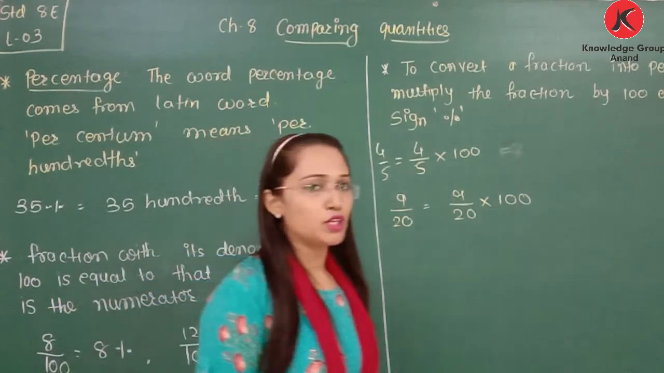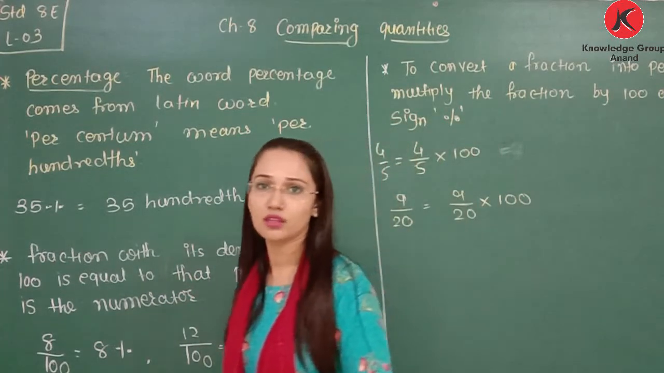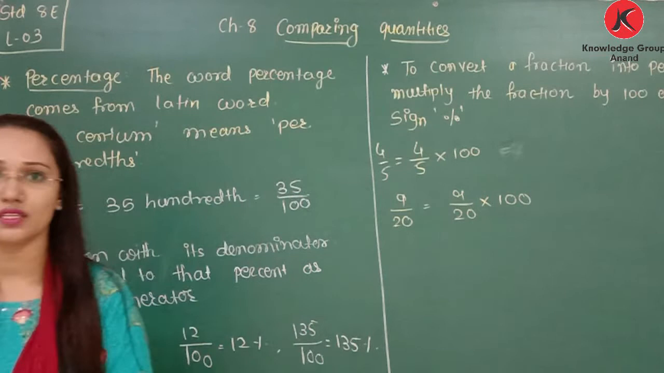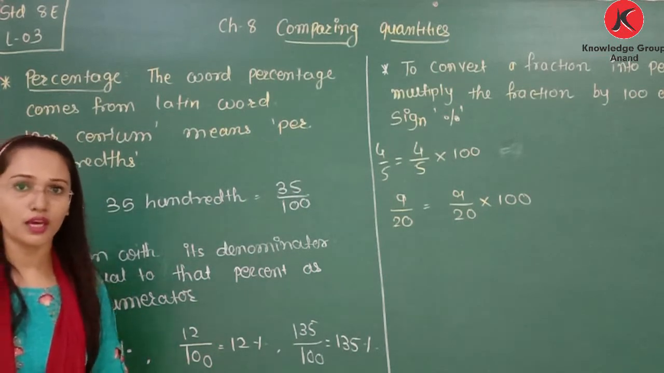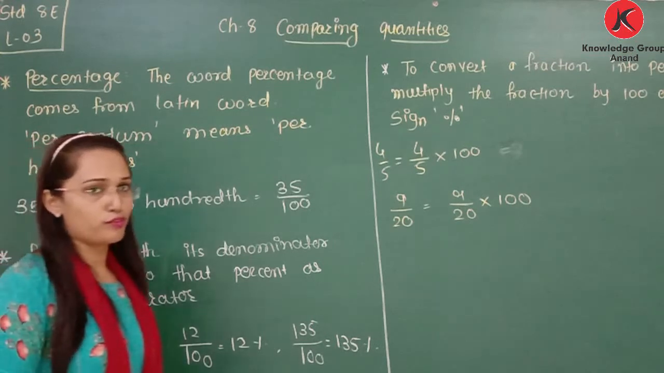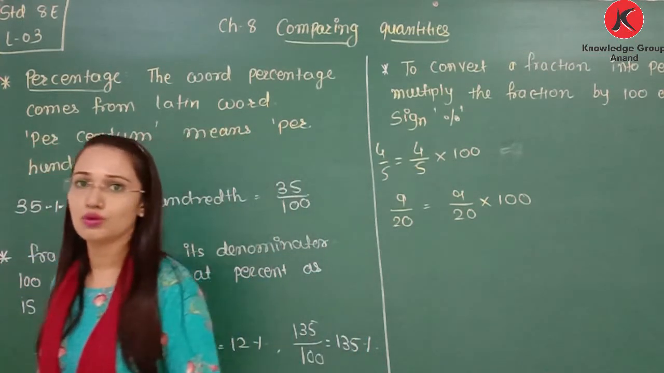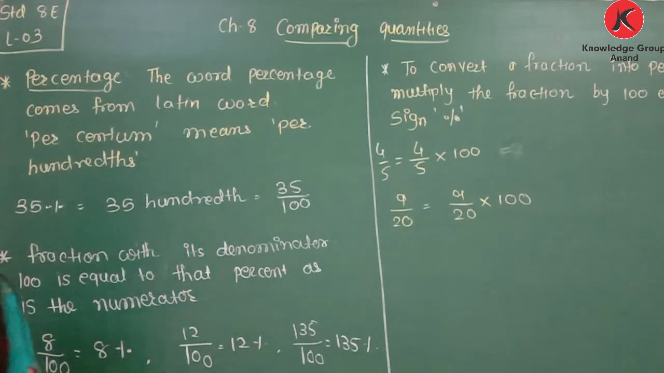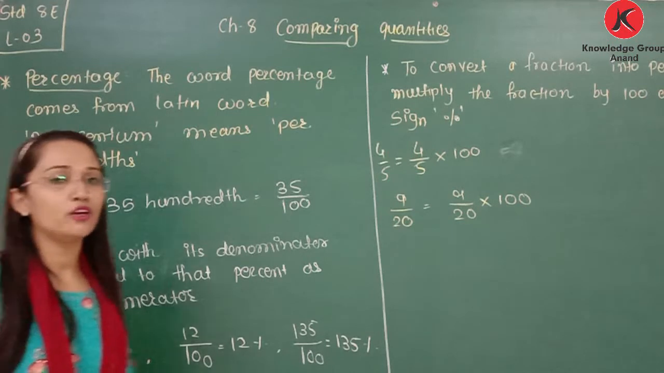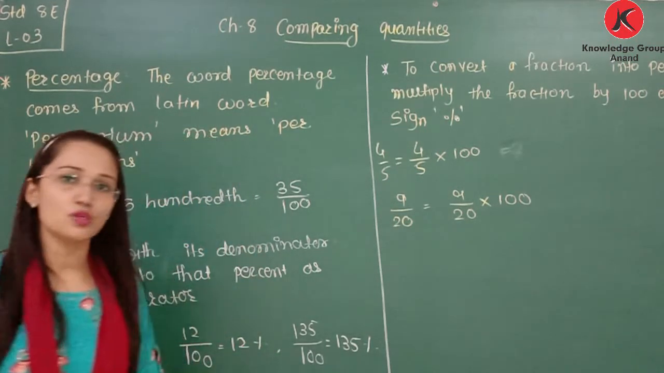Previously we started chapter number 8, that is comparing quantities, and we learned one method of comparing two quantities, that is a ratio. We saw many examples to find the ratio, to find the equivalent ratio, and to compare ratios. So I hope you are clear with the concept of ratio. Now one more method to compare two quantities, that is percentage.